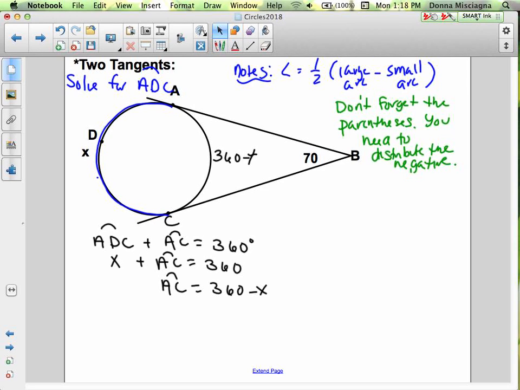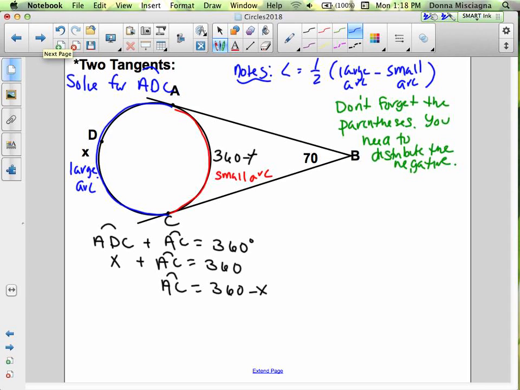The large arc is further away. The small arc is closer. So this one here is the small arc, and this one here is the large arc. So this would be angle B, and I'll put in the values. Angle B is equal to 1/2. The large arc is arc ADC minus the small arc, which is AC.